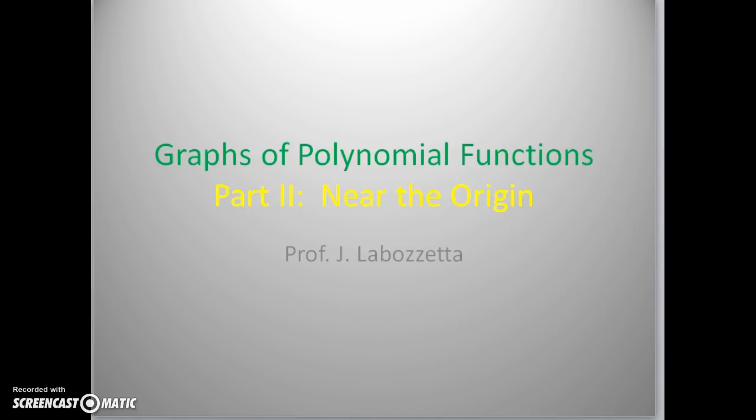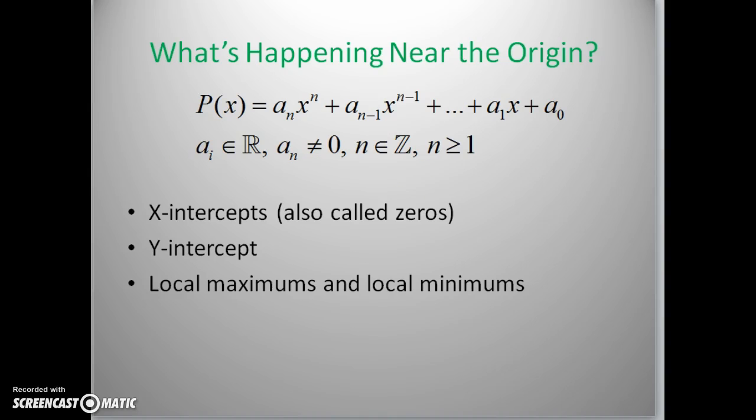Welcome to part 2 of Graphs of Polynomial Functions, where we focus on what's happening near the origin. So in the last video we focused on what's happening away from the origin, the end behavior, when x is getting really large to positive infinity or really small to negative infinity. But we also want to know what's happening near the origin. And we get a couple of things near the origin.